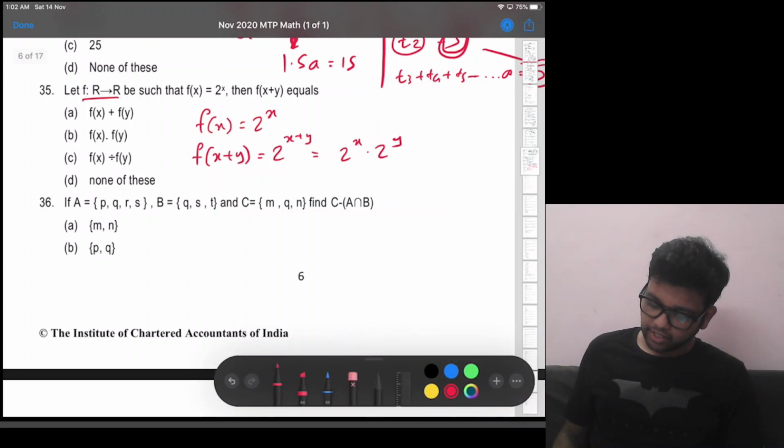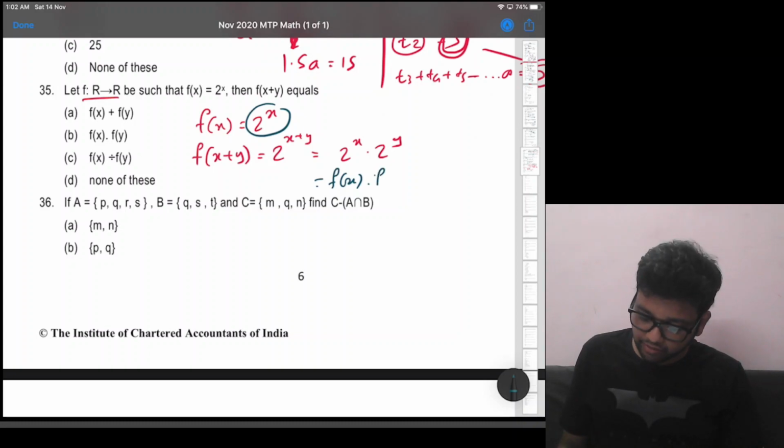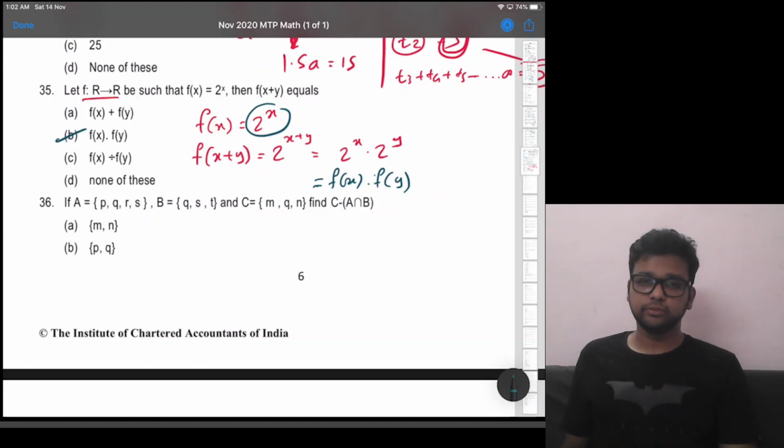But if you see, this 2 raised to x was actually f of x. And 2 raised to y will be nothing but f of y, right? If we just replace x by y. So option B is the correct answer, f x into f y.